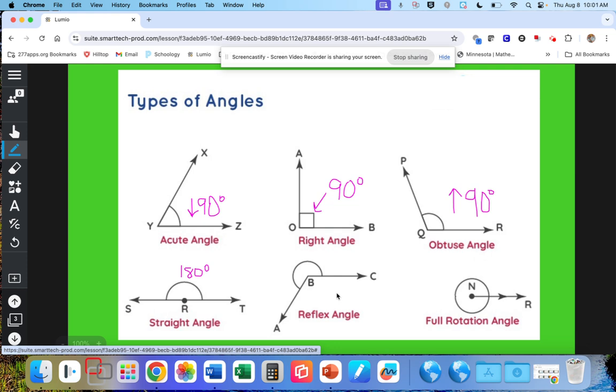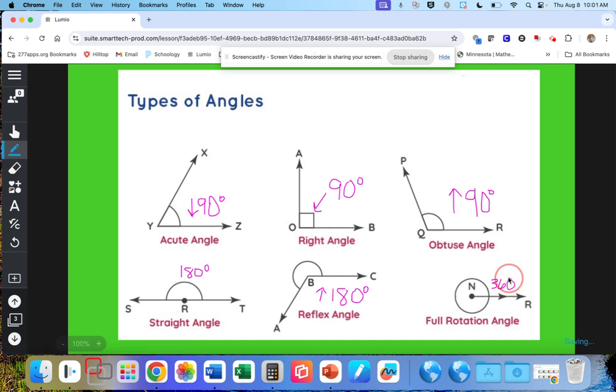The next one's called a reflex angle. You're not going to use this one too often, but it's any angle that's measuring greater than 180 but less than 360. So we'll just write that in, greater than 180. And the last one is a full rotation angle. That one, as you can see, creates that full circle. That one is 360 degrees.